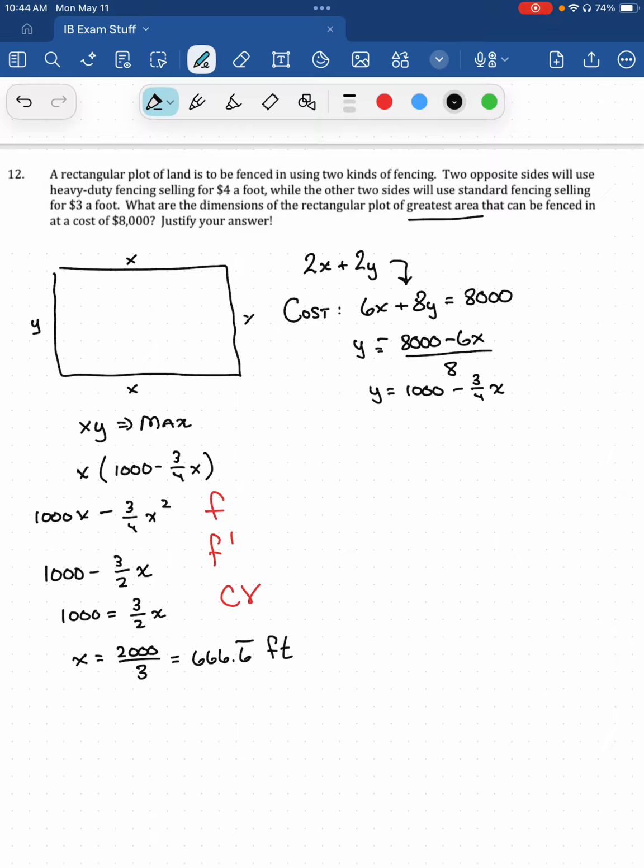Now, the other thing we might need is y. To get y, we plug back into our original. So y is equal to 1,000 minus 3/4 of 2,000 over 3. Well, the 3's cancel. 2,000 over 4 is 500. So this is just 1,000 minus 500. So y is equal to 500. So now we just need to do two things: justify our answer and make sure we've answered the question. So it wants the dimensions.